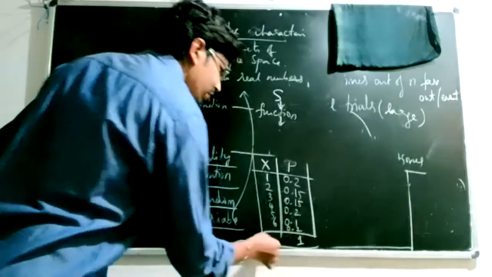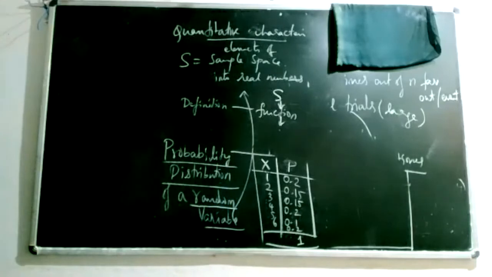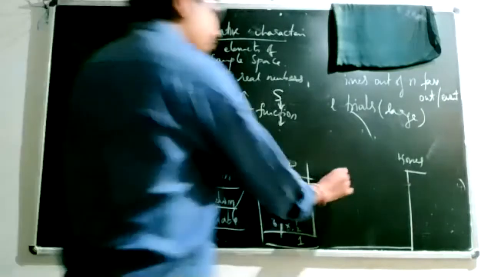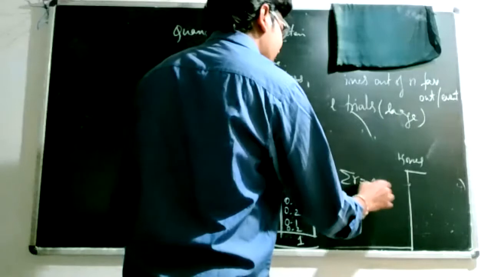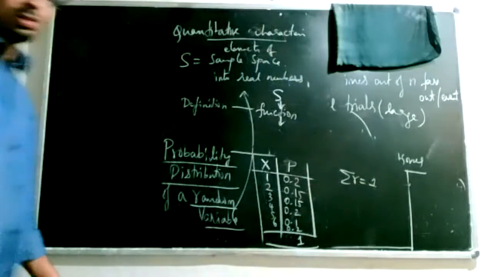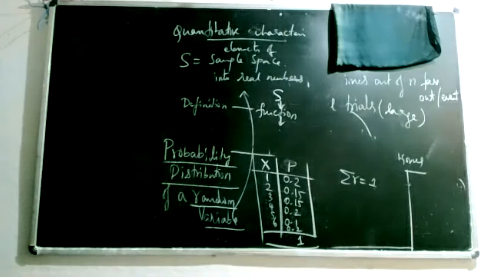And if you look into the total probability, that will always be equal to 1, because the total of relative frequency is always equal to 1. Therefore, total probability is equal to 1.